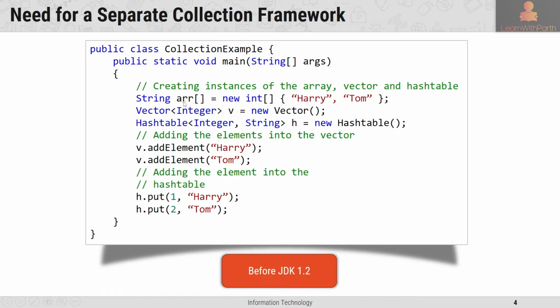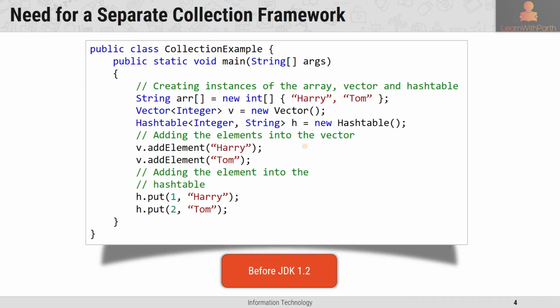If you see here, there are different ways to add elements to each type of collection. For the array, as we saw in the previous example, we need to assign the reference, or we can use this kind of initialization. For the Vector class, you can add an element with v.addElement, and for Hashtable there is a method called put. So all these three different things are doing the same thing, but to perform that particular operation, adding an element, there is no standardization. There are different ways to do this.